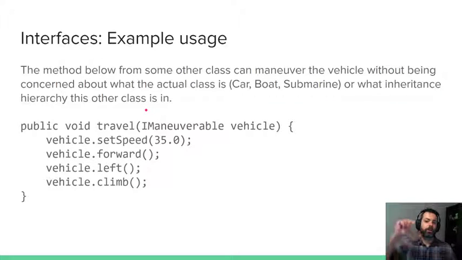Loop through all my vehicles, right? I've got a list of entities that are vehicles. They're different types, but they're still vehicles. Loop through them and tell them to travel. You're going to pass in the reference to that object. Again, it's an IManeuverable, meaning we're talking to the interface, not the back end. We want to set its speed, move it forward, move it left, and then have it climb. So we're just going in order of operations, basically.